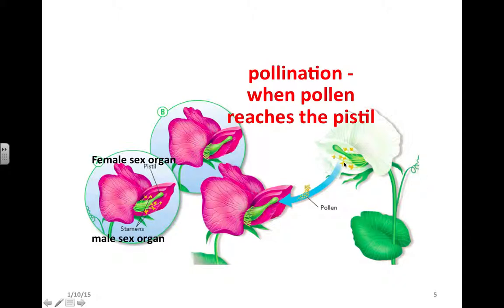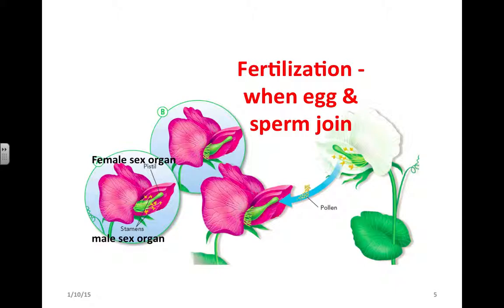Pollen is the male part from the sex organ, and then the pollen gets transferred to the female part of the female sex organ. When those two join, that's called fertilization. This is when the egg and the sperm join together. Okay? All right, that we need to understand for the next slide.